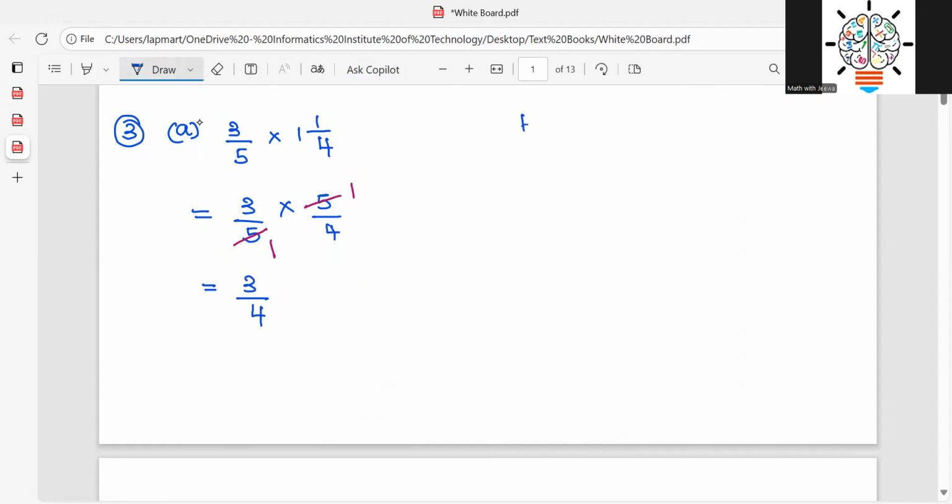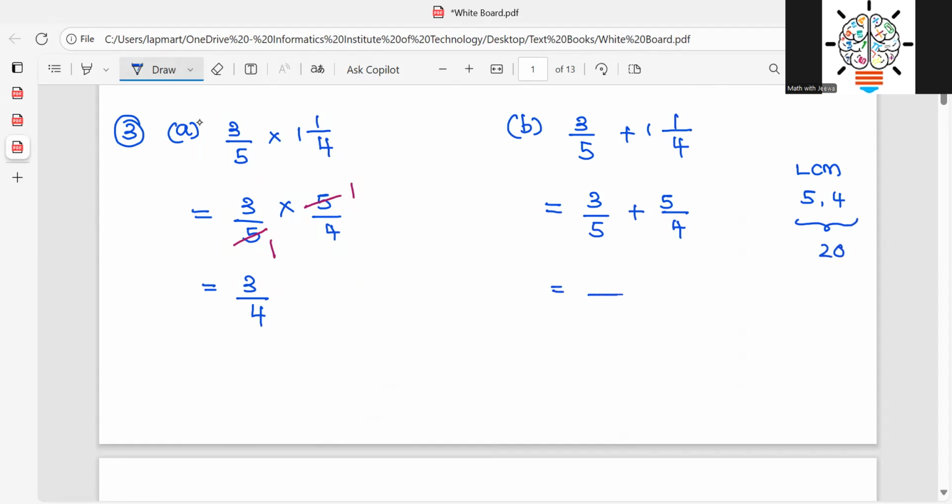Okay. So then part B we have 3 over 5 plus 5 over 4. So this is now the addition. So then the LCM of 5 and 4 is 20. Okay. So then I change the denominator. You just see the way I write the things, children.